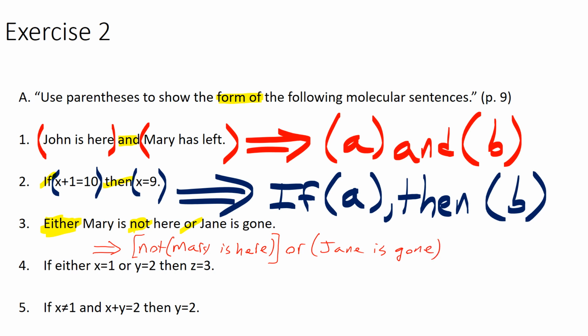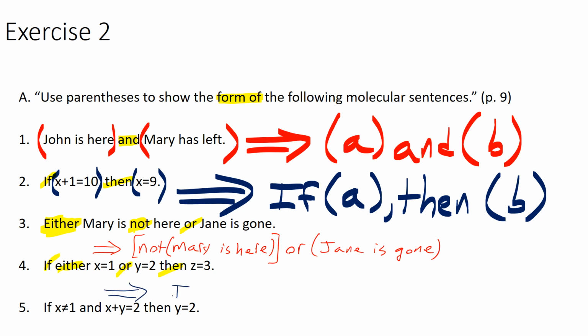How about number 4? We have if either x is equal to 1 or y is equal to 2, then z is equal to 3. There are two sentential connectives. We have the if then and we have the or. What's dominant? Well, notice that the either appears after the if. So what's dominant is the conditional. So we can think of it this way. Let's rewrite this a little bit.